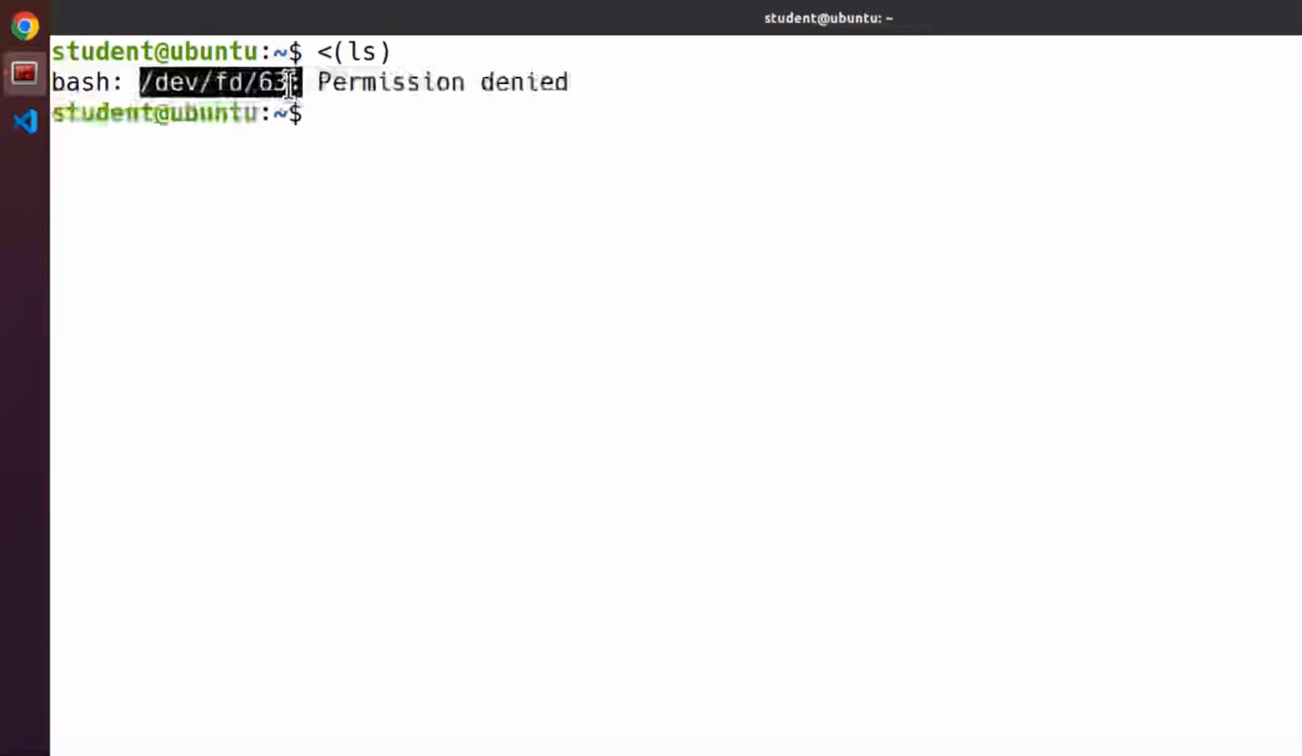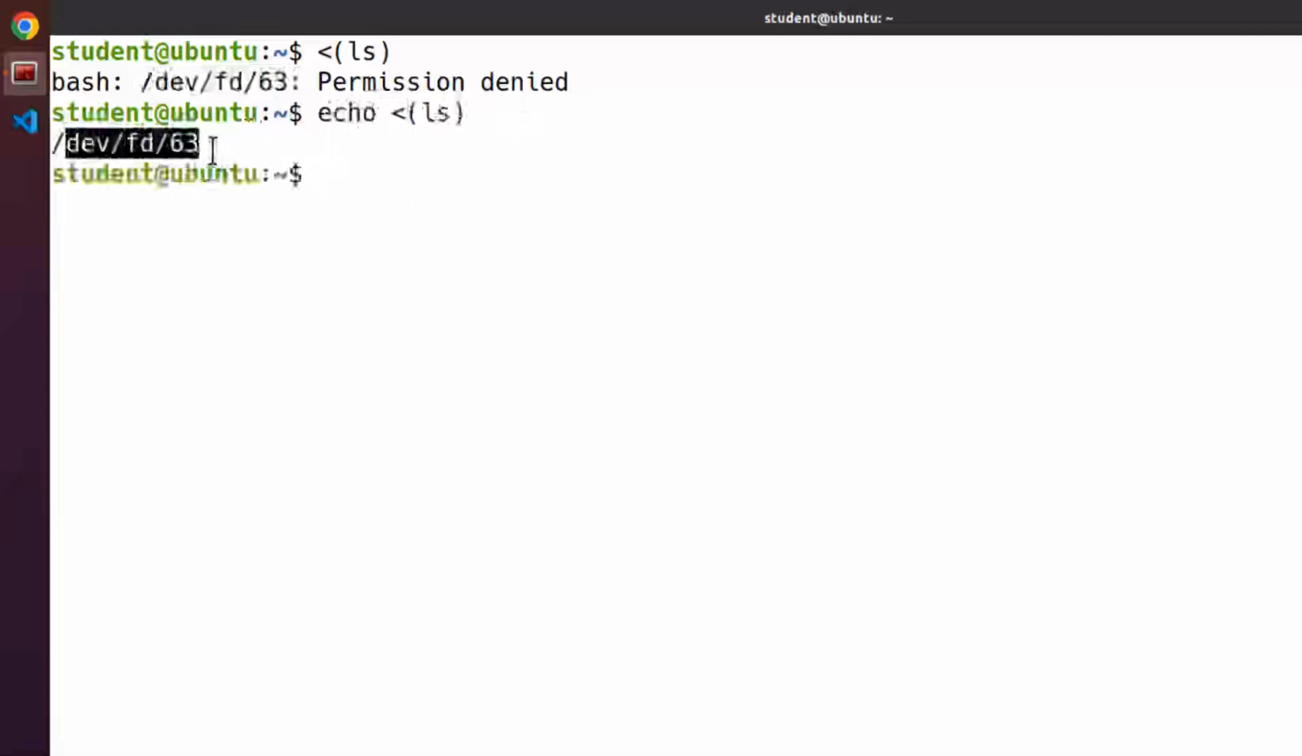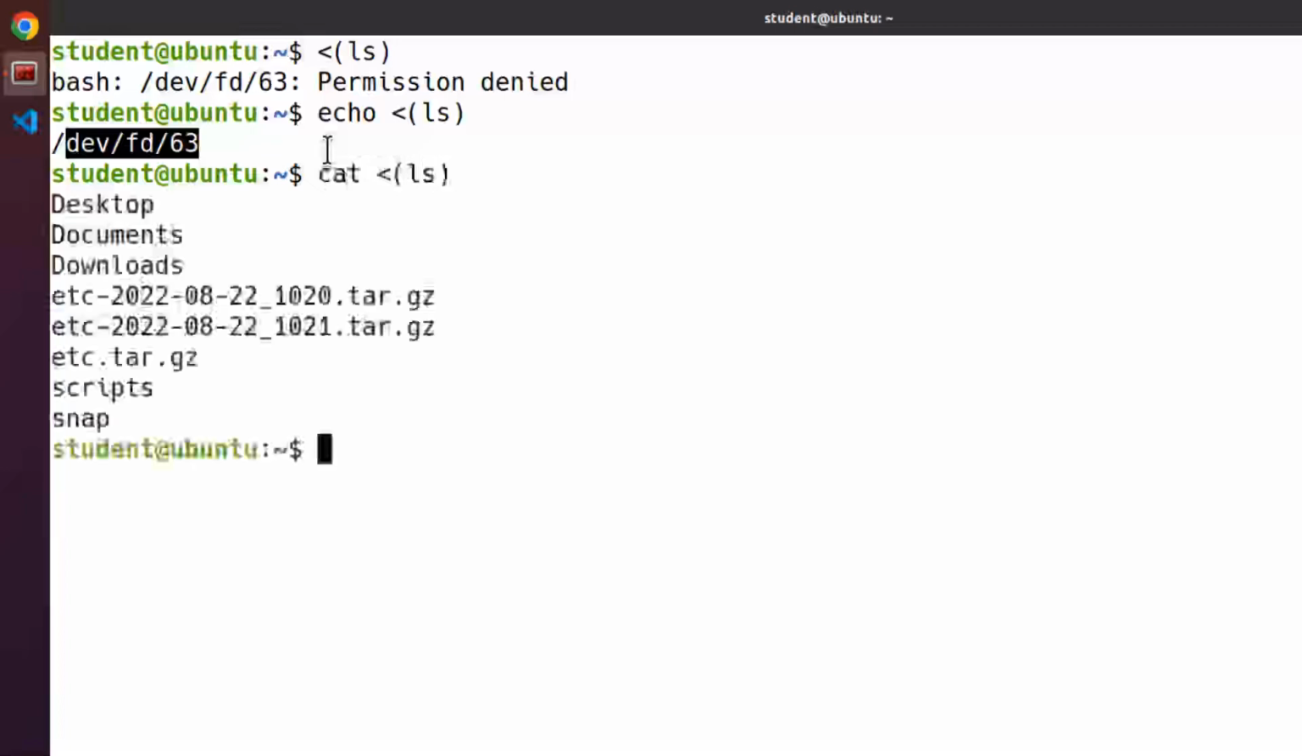This is the file and I can use it as input for another command like this. Echo and the process substitution. It printed out the file name. Or cat and the process substitution. I'm printing out the contents of the file, so the output of the command.